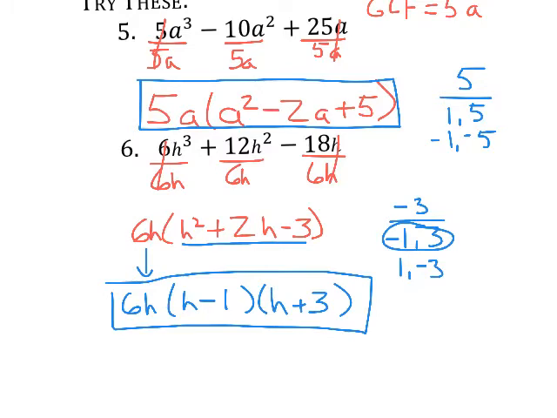So remember, always check for a GCF first. Sometimes it will happen, sometimes it won't. And then you check to see if you can factor more after you take a GCF out. Sometimes you can, sometimes you can't. All right, let's go to the second page.